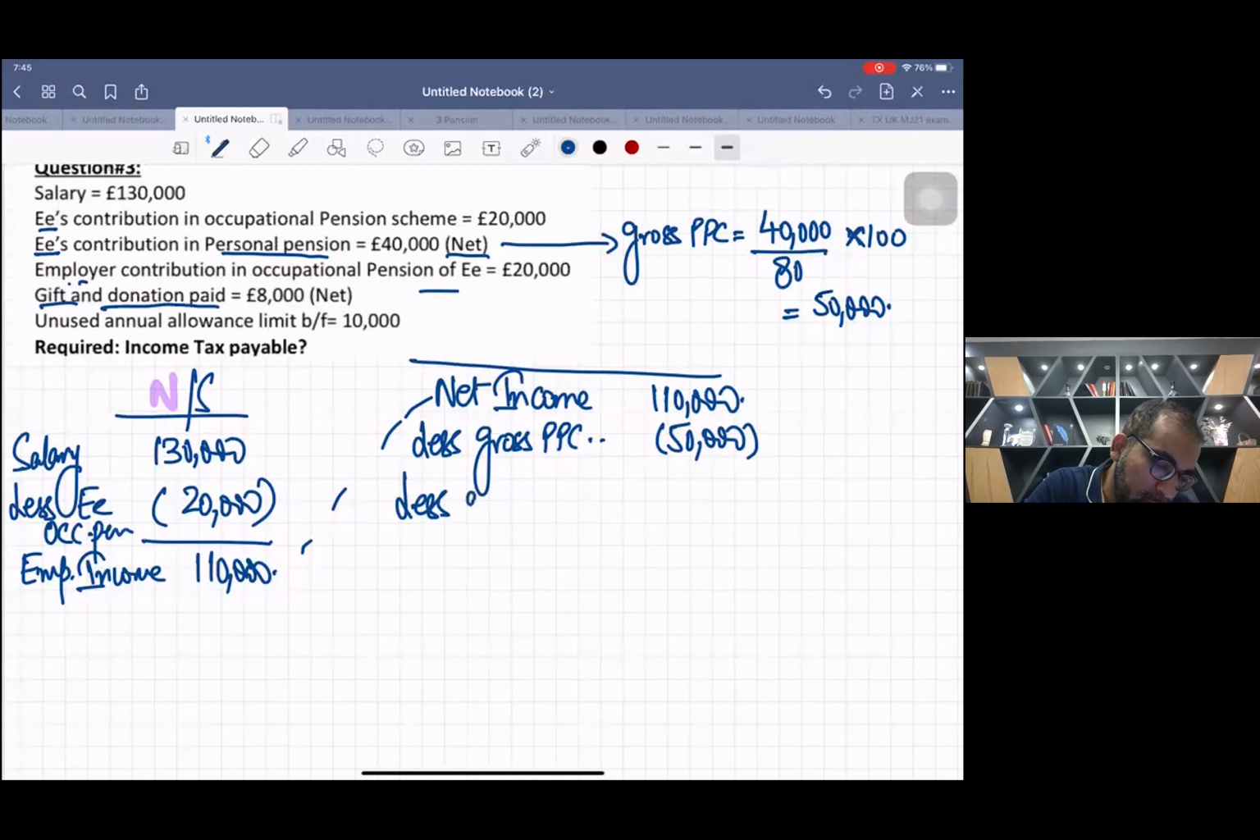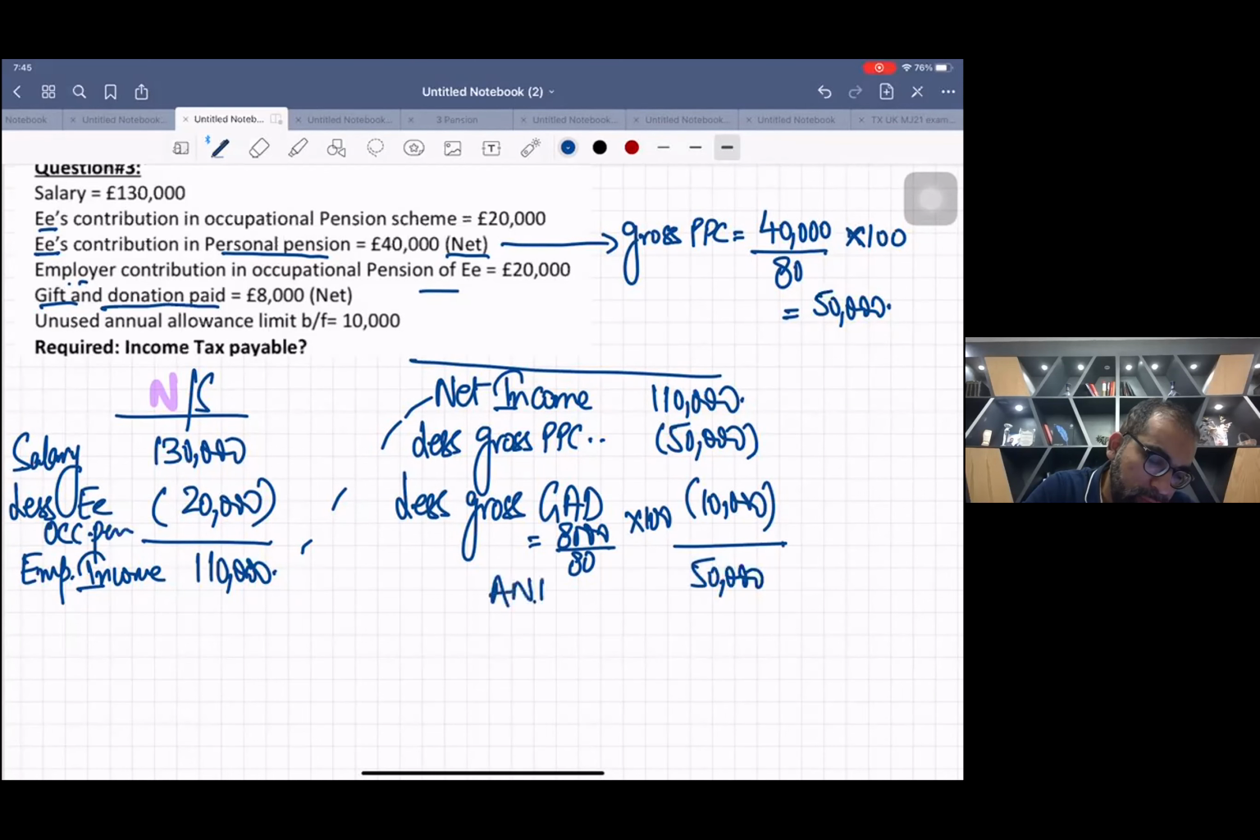So how to calculate gross GAD? It's 8,000 divided by 80 times 100. So it's 10,000, right? Okay. So you will have 110 minus 50, 60, then 10, 50. Your ANI is 50,000. Your ANI is how much? 50,000. Okay.